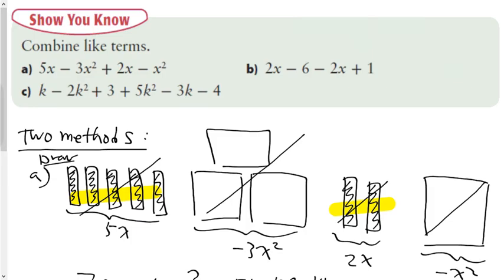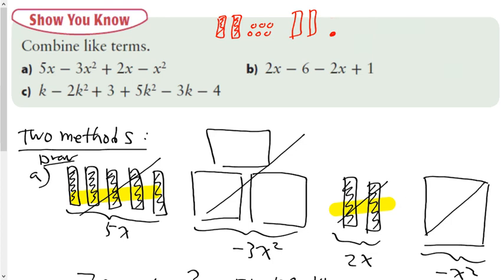Let's look at B. So using those two methods, if I drew it, I'd have 1x, 2x, negative 6. I'm going to switch over to integer chips for a second. Negative 6. Negative 2x is going to be open ones of these, and a positive 1 looks like this.